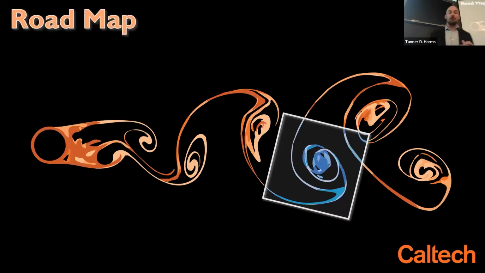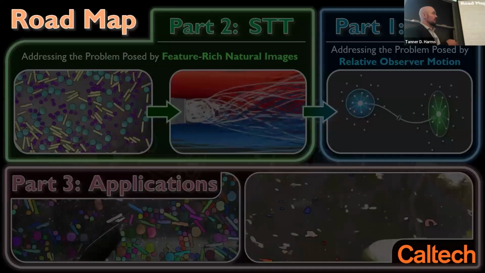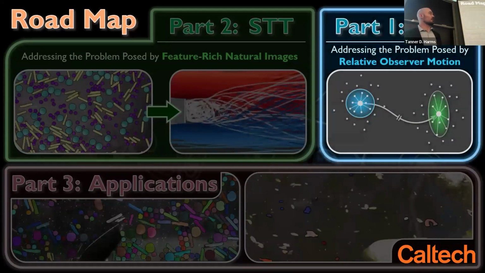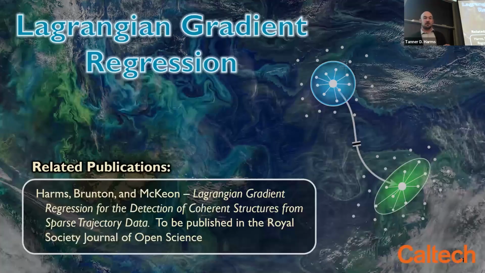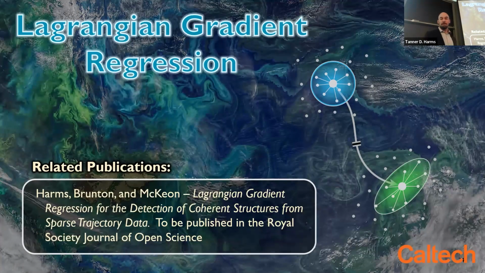Okay. So we've got a roadmap moving forwards here. And remember, we're trying to get to detection strategies for these type of autonomous measurements. And here's sort of a direction we're going forward. The first thing we're going to look at is LGR, and it's going to address relative observer motion. So Lagrangian gradient regression, LGR, is the tool that we've developed to try and overcome the relative motion problem.